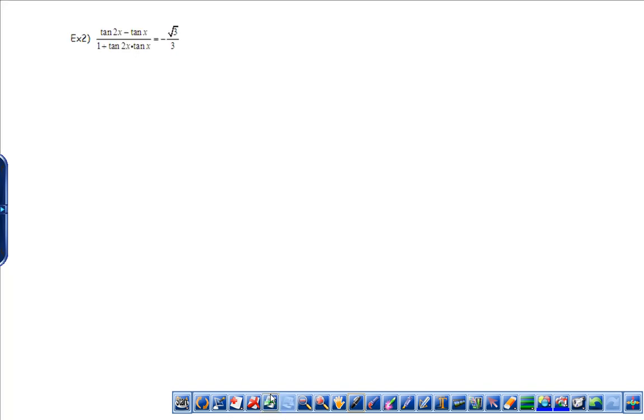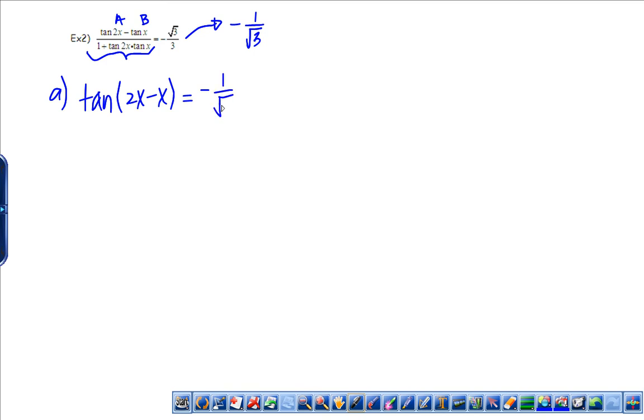Okay, let's look at this one. The first thing that I see that's kind of weird is this root 3 over 3. I'm going to rewrite that as negative 1 over root 3. That's just a simplified version of this. This left side I can simplify, or I'm going to make it a little bit easier to read. If I look at the bottom of my formula chart, I can rewrite this. This is your A and this is your B. So let's rewrite it as tangent of 2x minus x is equal to negative 1 over root 3.